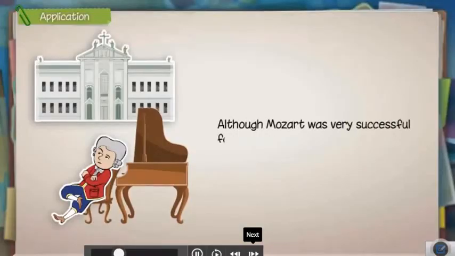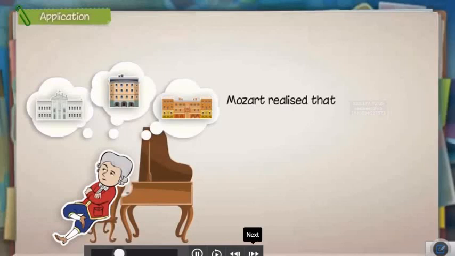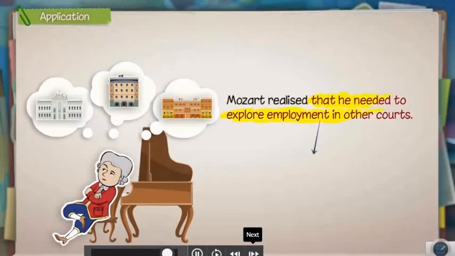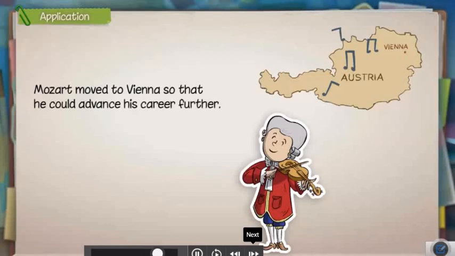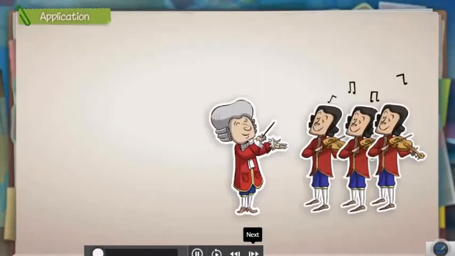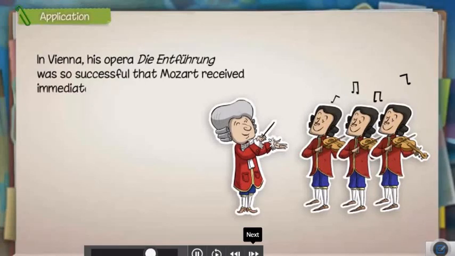Although Mozart was very successful for his age, he soon grew discontented with his position in the Salzburg court. Mozart realized that he needed to explore employment in other courts. Mozart moved to Vienna so that he could advance his career further. In Vienna, his opera Die Entführung was so successful that Mozart received immediate fame throughout Europe.